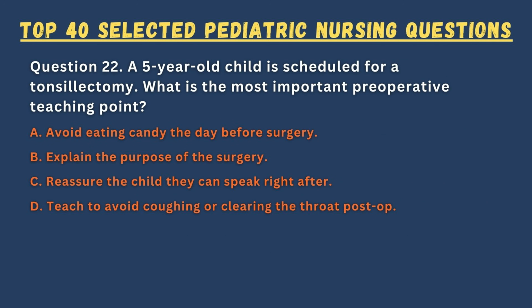Question 22. A 5-year-old child is scheduled for a tonsillectomy. What is the most important preoperative teaching point? A. Avoid eating candy the day before surgery. B. Explain the purpose of the surgery. C. Reassure the child they can speak right after. D. Teach to avoid coughing or clearing the throat post-op.